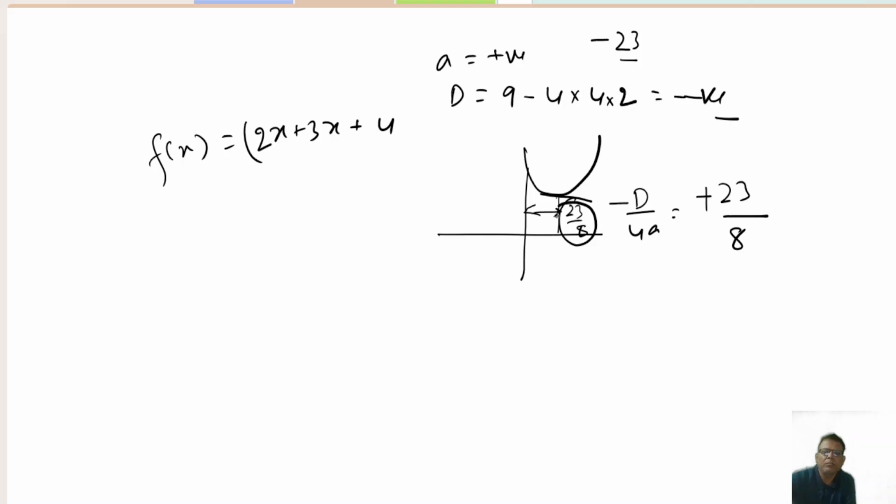And this value can be calculated by minus b by 2a. So minus b is minus 6, and 2a is 4. That means this graph will lie here somewhere, because the x value is negative, so this value will be negative, and this is positive.